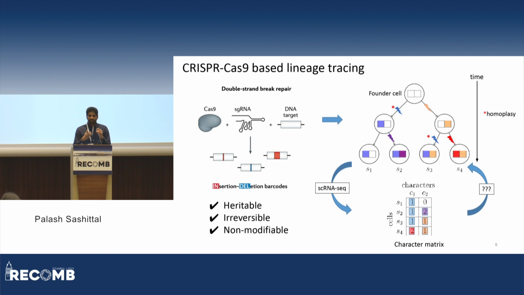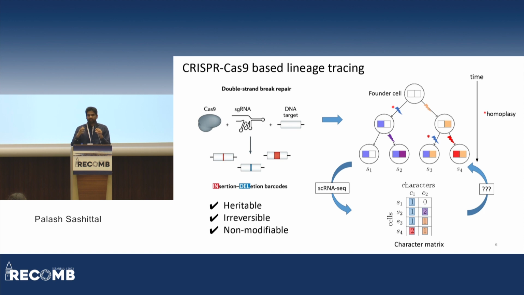So here, CRISPR-Cas9 is used to introduce double-strand breaks in specific regions of the genome. And when the cell tries to repair these breaks, sometimes it can introduce insertions or deletions. And these are the heritable mutations we can then use to perform lineage tracing. What's important for us to know is that these mutations are irreversible. So once the target site has been altered, it cannot go back to its unedited state. And also, they are non-modifiable, because once the target site is altered, CRISPR-Cas9 is not able to act on it. And so for the rest of the experiment, that target site will not be modified.